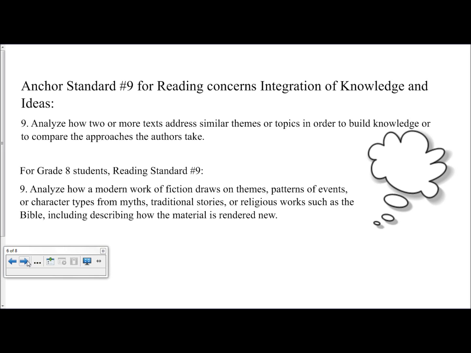Okay, Alana, would you like to share your journal entry? I would. Okay, so this one, like you said, there's a lot more here. So my students have to analyze a work of fiction, and in their analysis, they're looking at either themes or patterns of events or character types. And they're looking at specific types of writing like myths or stories or religious works. So that's a lot of information that they're trying to put together and analyze, and that's a much higher level thinking skill for students.